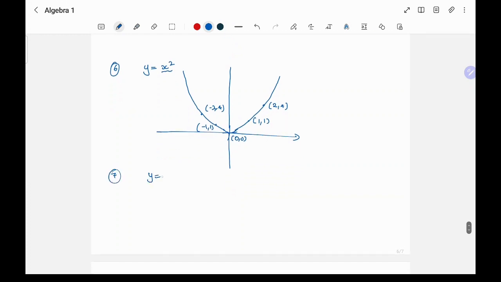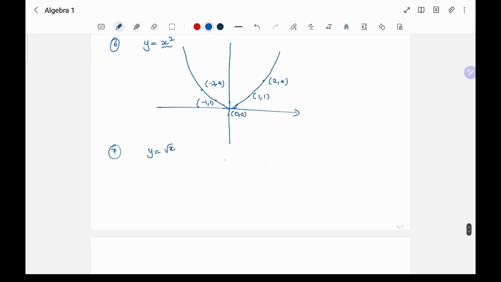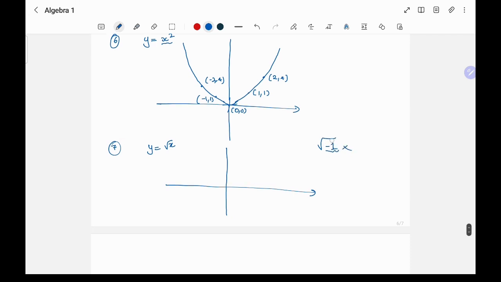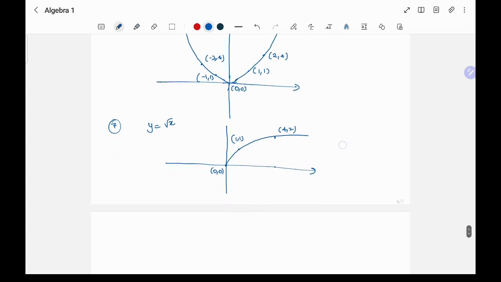If you want the square root function, y equal to square root of x, then what you will have? If you see, the square root of a negative number is not valid. So the domain itself is restricted to only positive numbers. So at 0 you will have 0, so 0, 0. At 1 you will have 1, so 1, 1. At 2 you will have root 2. At 4 you will have 2. So 4, 2. So it is like this. So this is for plus root x.